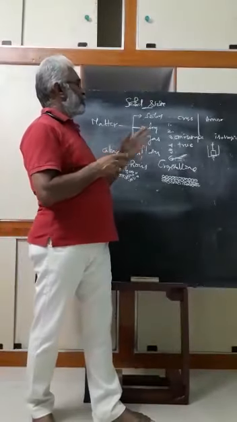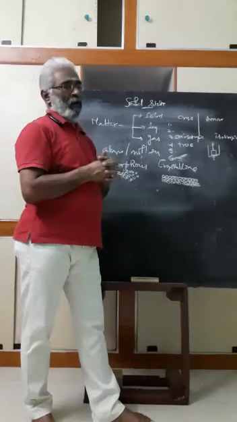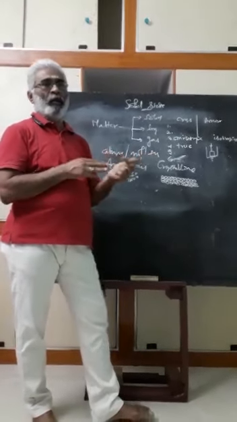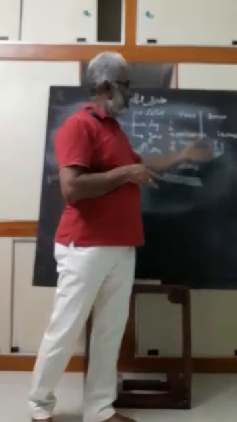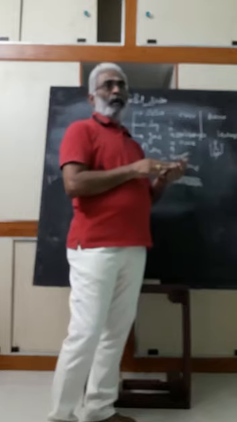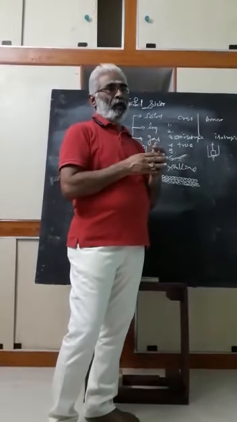So what are the examples for crystalline solids? All metals and salts are examples of crystalline solids, such as sodium chloride. Amorphous solid examples are plastic, glass, and rubber. These are all the examples.